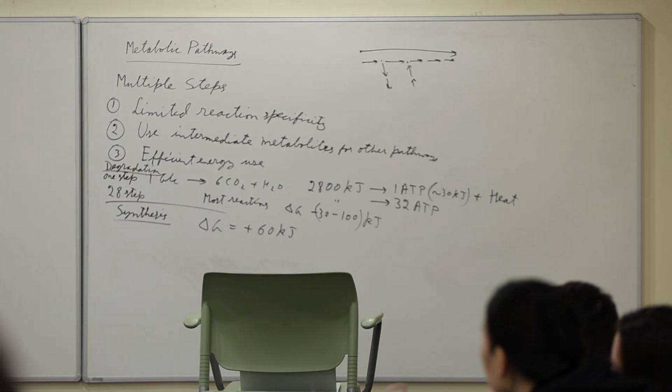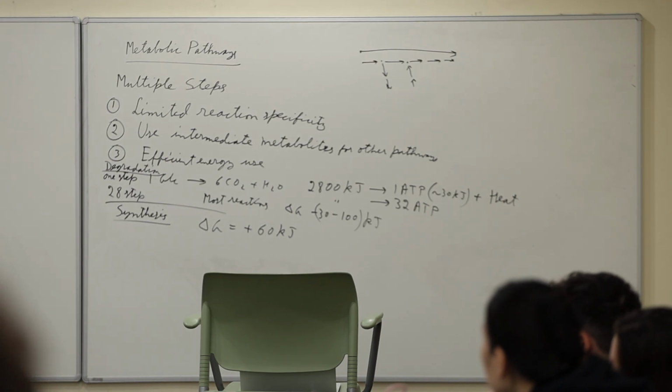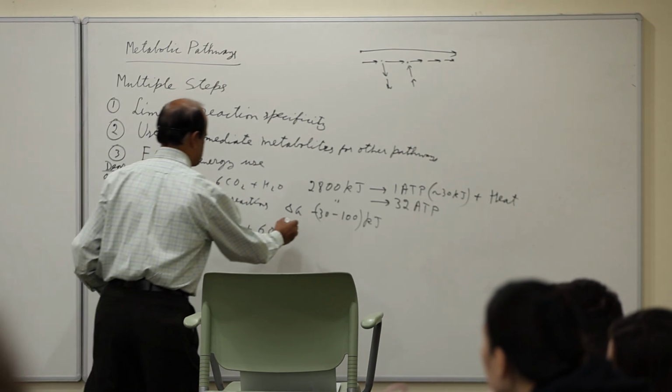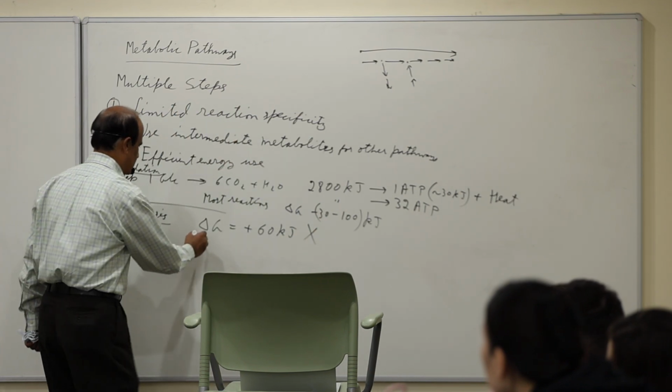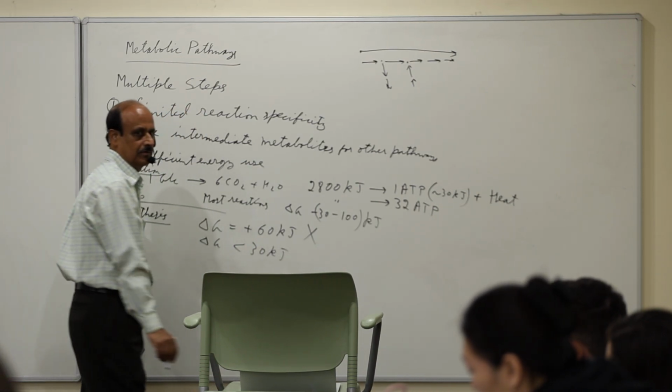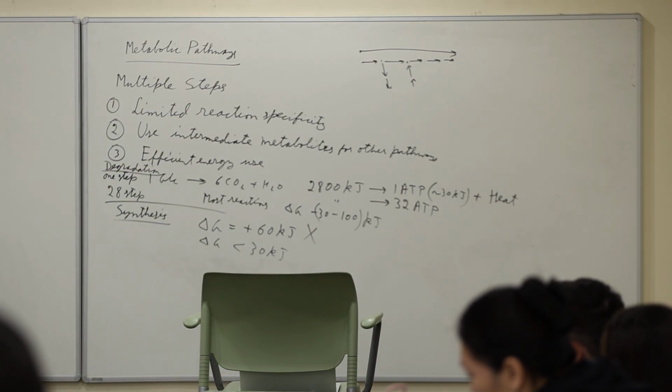Which means there is no reaction in the cell, or in all these hundreds of reactions that we have, that has a positive delta G of more than 30, because all your energy comes from ATP, so you cannot have a delta G of 60, that reaction cannot even happen. You cannot combine two ATPs to get one reaction. So that means this kind of reaction is not there. So all of them must have delta G less than 30, because you have to get that energy from one ATP. And that again means you need multiple steps for all pathways.